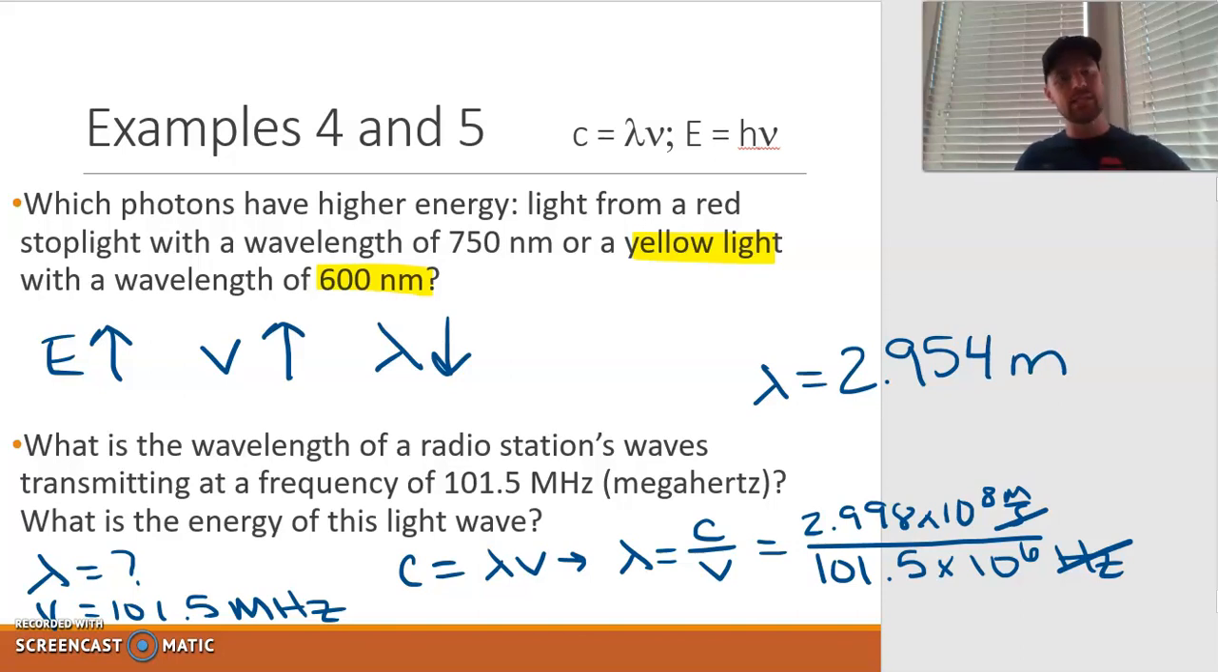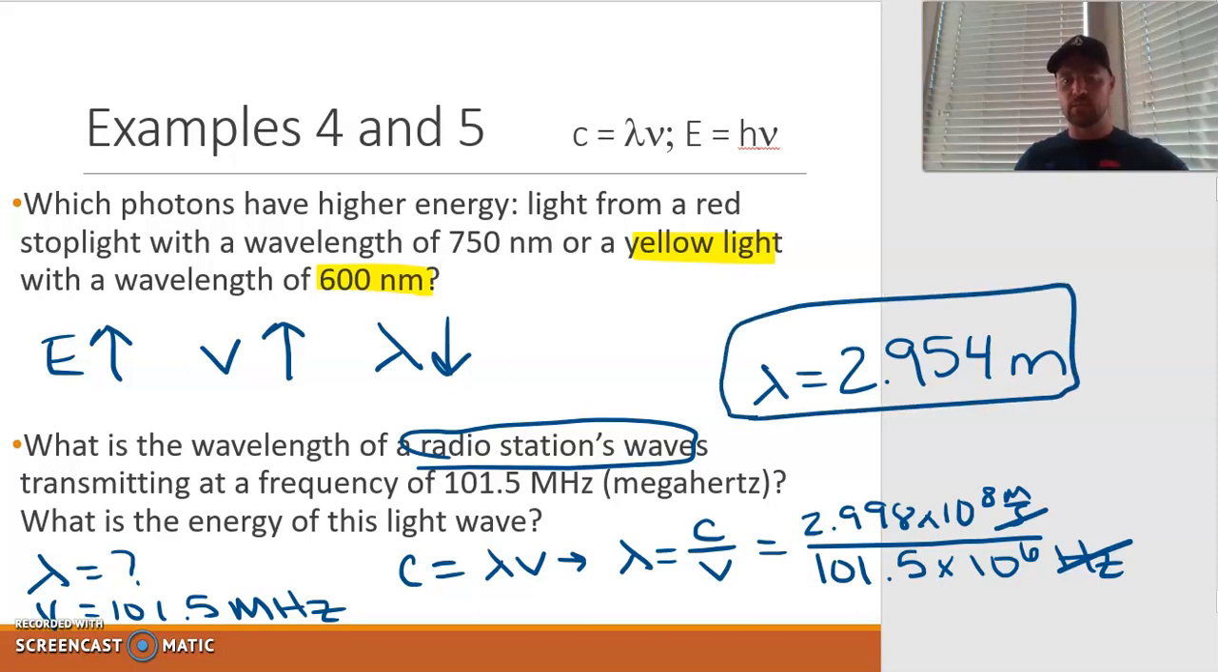Now, is there any reason to convert this to nanometers? No, because we weren't converting for a wavelength in the visible light region. We were converting to a radio station's waves, which, remember, radio waves are very long. So it wouldn't make sense to convert this to another unit other than meters. So we're going to keep it just as it is.